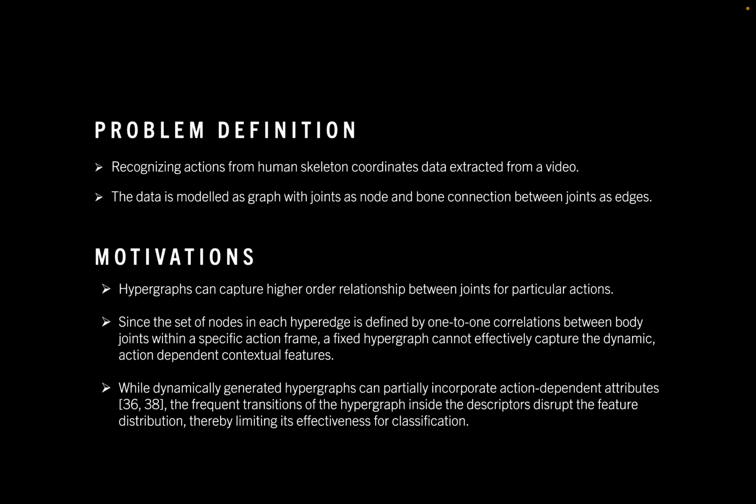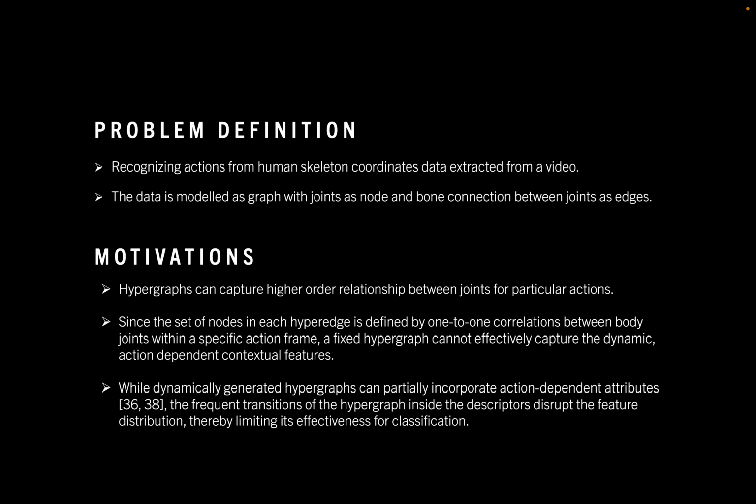Now, let's go to the problem definition we are solving in this paper. The problem is to recognize human actions from a video, and the data we have for modeling is the human skeleton coordinates data extracted from the video. This human skeleton can be modeled as a graph with joints being the nodes and the bone connections between them as edges. We have the node features as the three-dimensional skeleton coordinates. So basically we have a temporal graph, with features for each node as the skeleton coordinates, and we need to classify the human action based on the temporal graph.